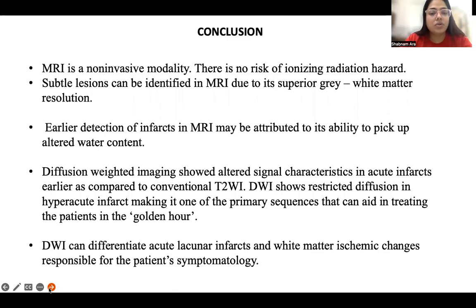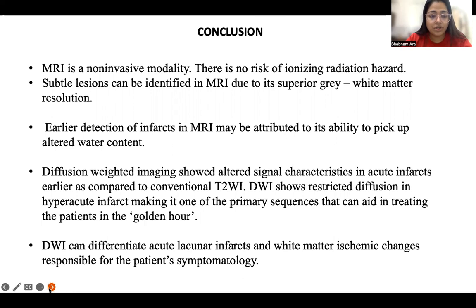In conclusion, MR is a non-invasive modality. There's no risk of ionizing radiation hazard. Subtle lesions can be identified in MRI due to superior gray white matter resolution. Early detection of infarct in MRI may be attributable to its ability to pick up altered water signals. DWI showed the altered signal characteristics in acute infarct earlier as compared to conventional T2.